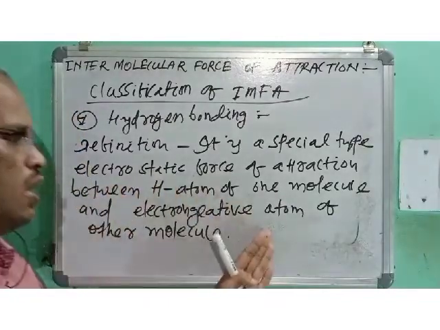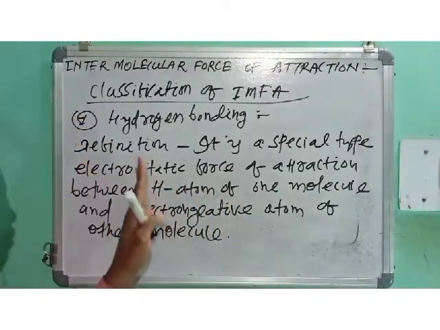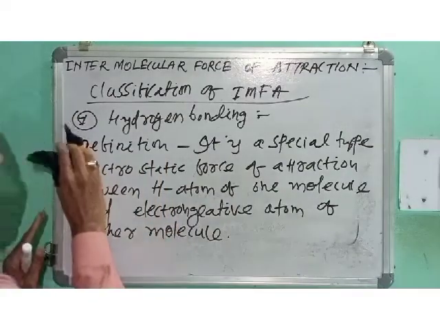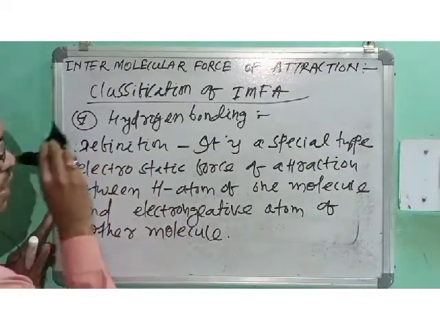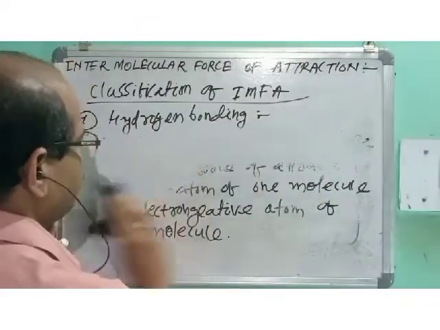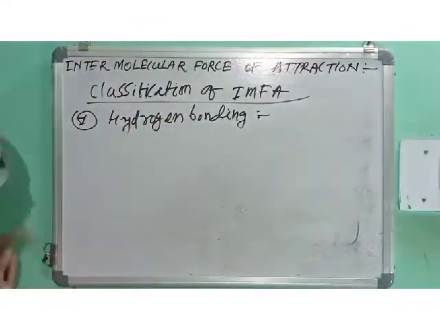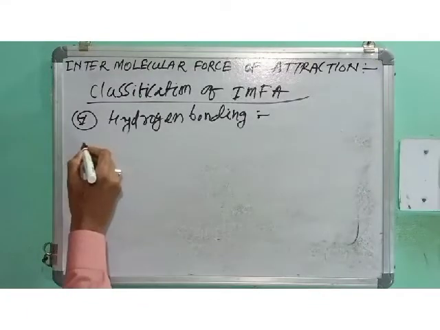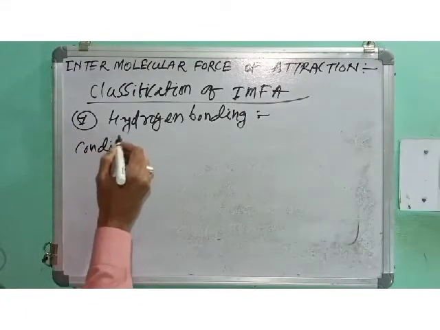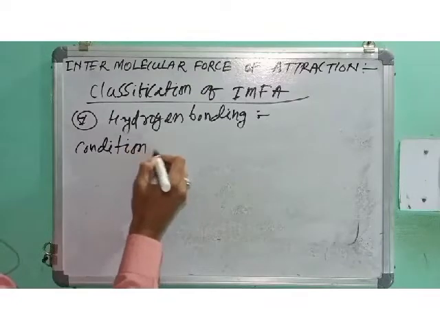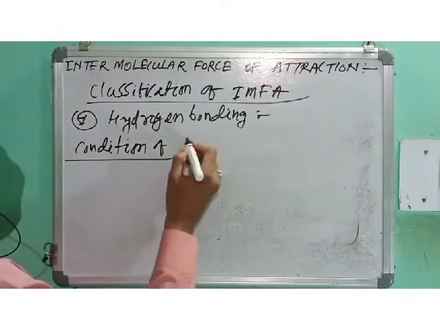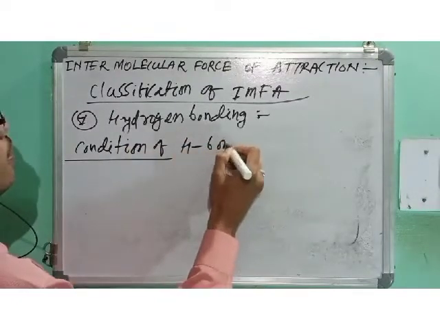So this is the definition, and now I have to discuss what type of hydrogen is necessary, what type of electronegative atom is necessary for hydrogen bonding. So I'll discuss conditions for hydrogen bonding.